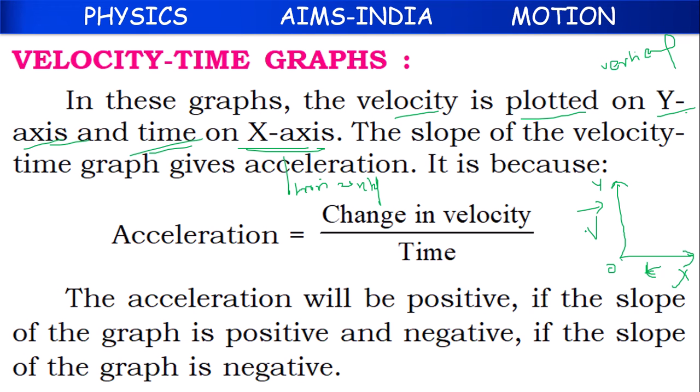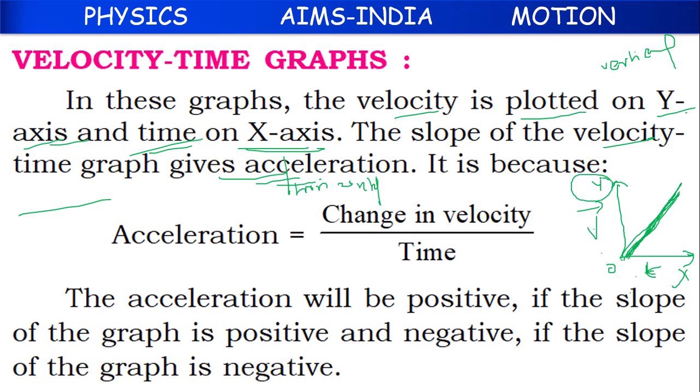The slope of the velocity time graph will give the acceleration. What is the slope of a graph? If this is the velocity time graph, or this is the line which represents the velocity time relation of a body which is in motion, then the slope of this line, or the slope of the graph, will give the acceleration.